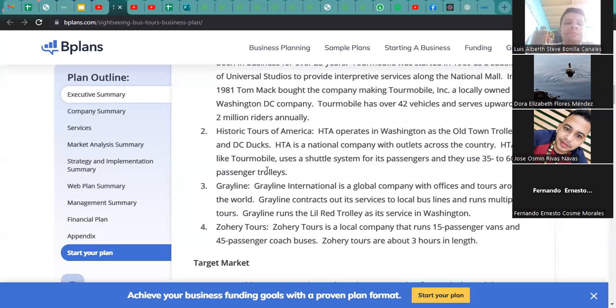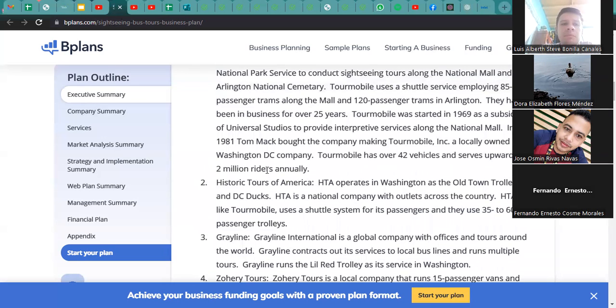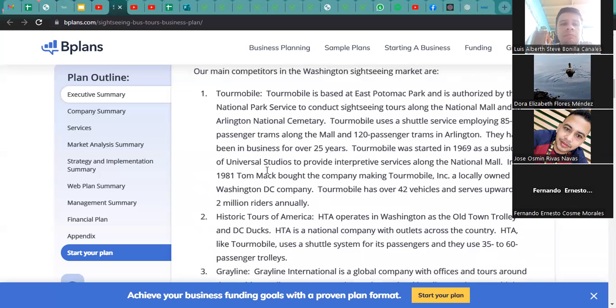In that section, they describe different competitors that the company has and give a little explanation about the service that they provide to the passengers about the shuttles. So there are four other companies that operate in Washington, D.C. As you can see from the description of these companies, they are bigger than the one that we're talking about. So this is going to be like the baby, right?